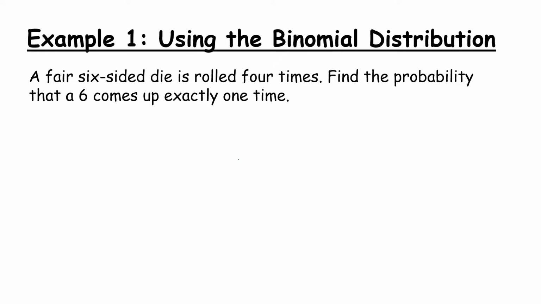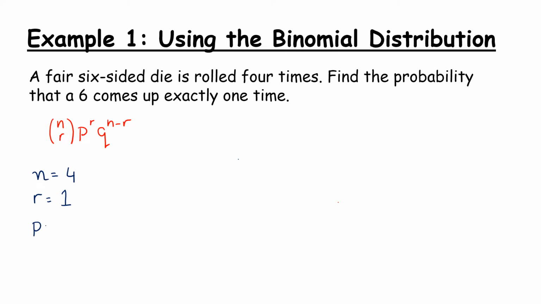So our probability is going to be equal to n choose r, p to the power of r, q to the power of n minus r. So let's break that down. n is the number of trials, and that is 4 because the die is rolled 4 times. r is the number of successes. So in this case, the success is getting a 6, and we get a 6 exactly once. So r is 1.